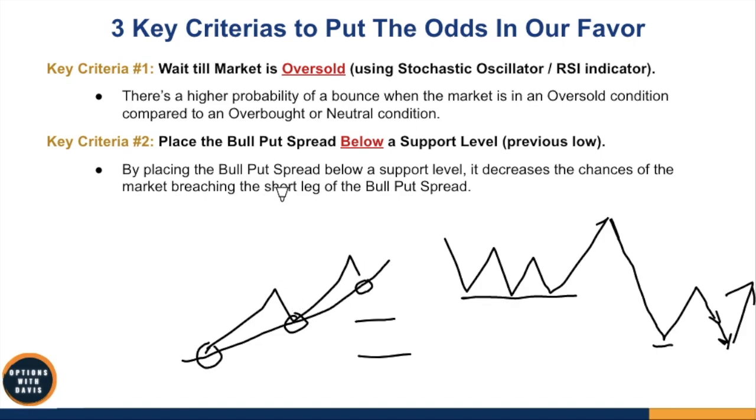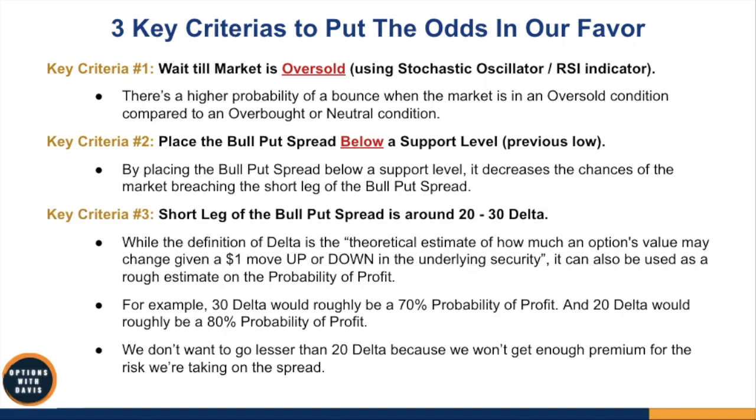So by placing the bull put spread below a support level, it decreases the chances of the market breaching the short leg of the bull put spread. So that's key criteria number 2. Now key criteria number 3 is to identify the delta of the bull put spread, or rather the short strike of the bull put spread.